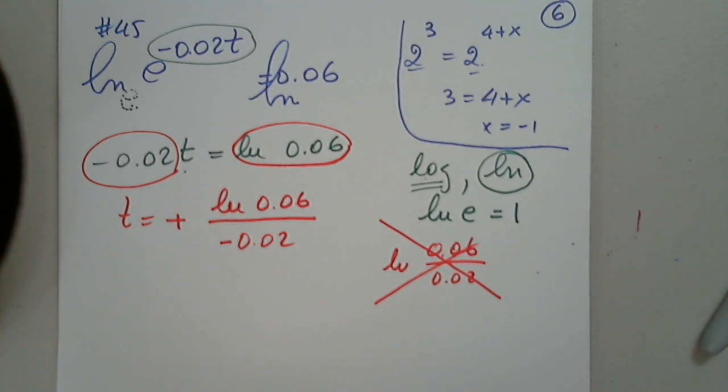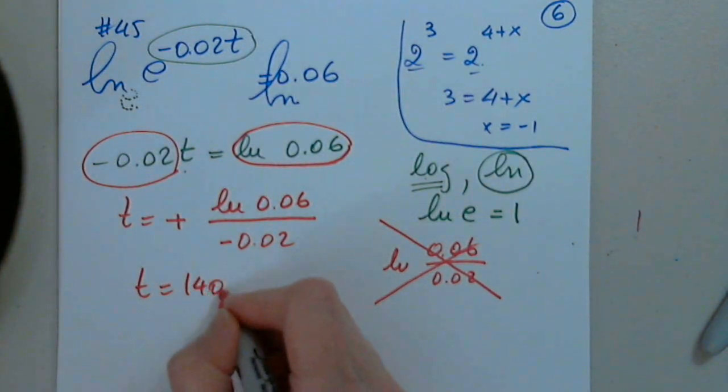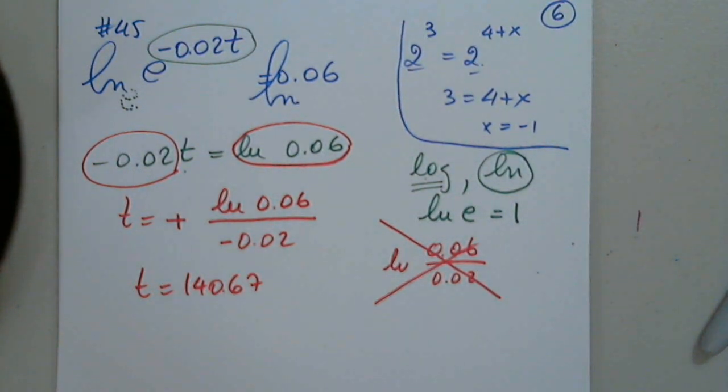Nobody does. So I have natural log 0.06, close the parenthesis, and divide by, in parentheses because we start with a negative number, 0.02, close. This is a negative number, this is a negative number, the answer will be positive. 140.67. So t is 140.67.